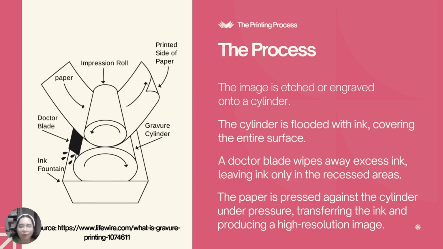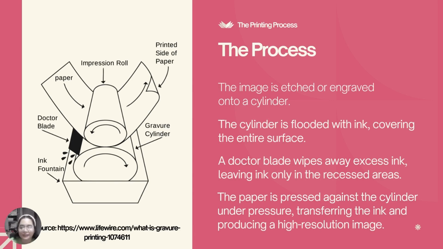So here's how it works. The image is etched or engraved onto this cylinder. The cylinder is then flooded with ink, either using an ink fountain or they ink it out. So they cover the entire surface with ink. And next, a doctor blade, a thin stainless steel blade, wipes away excess ink, leaving ink only in the recessed areas. So the doctor blade acts like some sort of squeegee, cleaning out all the excess ink.